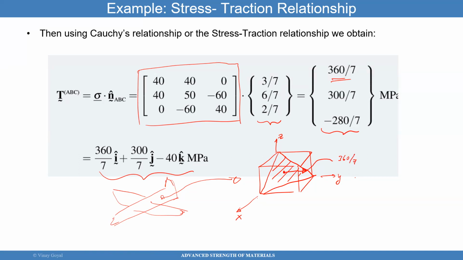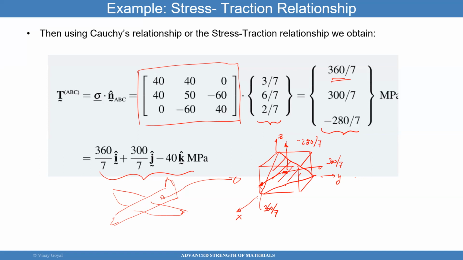The traction vector going in the Y direction, sorry, that was wrong. The X direction is going that way. This one right here is 360 divided by 7. The traction vector going in the Y direction is 300 divided by 7, and the traction vector going upwards is minus 280 divided by 7. Those are the tractions acting on that slanted surface.